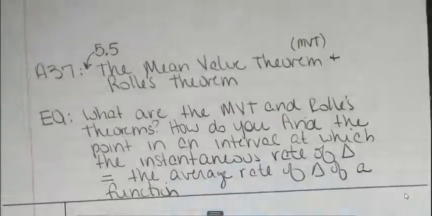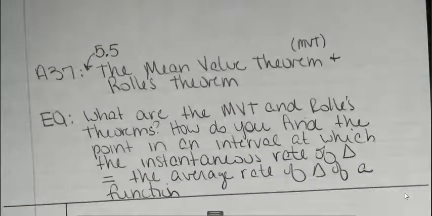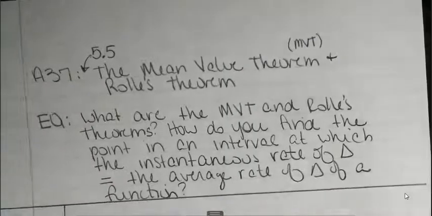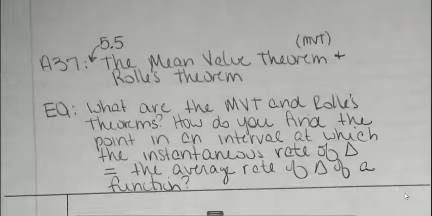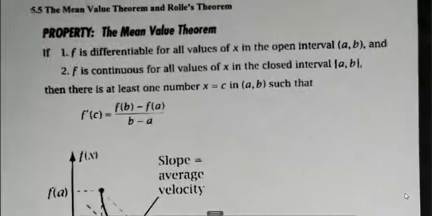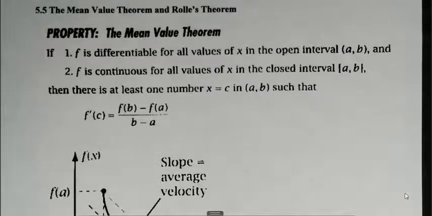And how do you find the point in an interval at which the instantaneous rate of change equals the average rate of change of a function? So I gave you a handout in class for this lecture. This will kind of shorten our notes so that I can show you a video. So the first page is the mean value theorem.